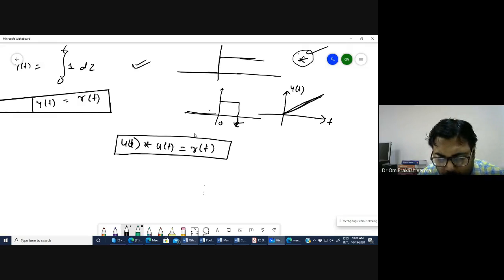Another technique to calculate this signal convolution: always remember, convolution in the time domain is multiplication in the frequency domain.